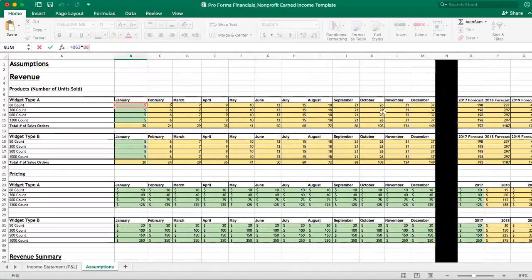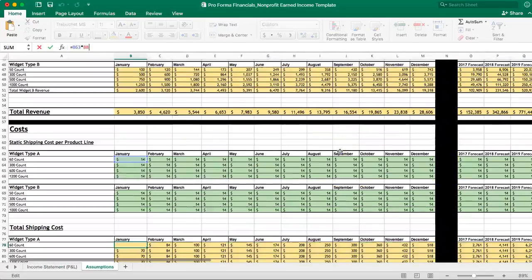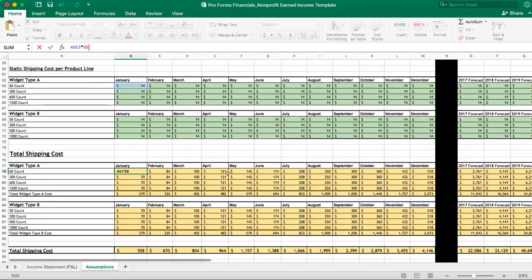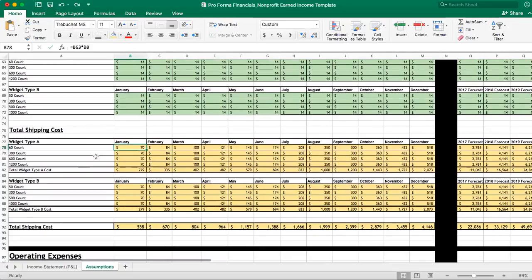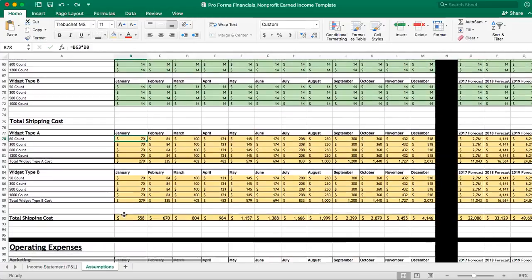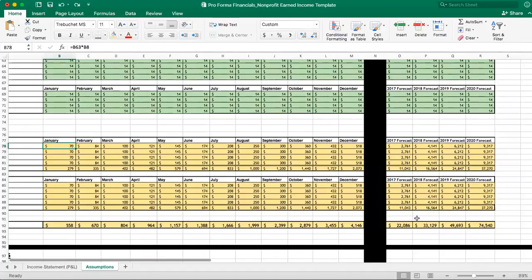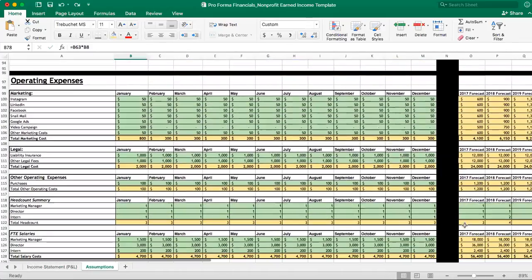It will also extend across each month here and each month down here. Notice that since I'm selling more, I'm also spending more on shipping costs. I can extend those across both widget A and widget B, and I get my total shipping costs. It also projects out year to year, $75,000 in shipping costs.